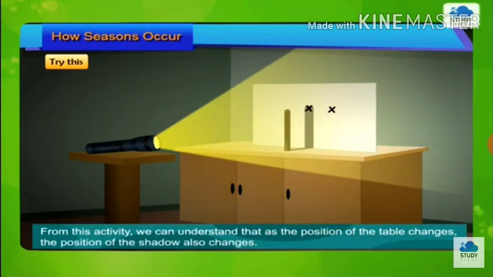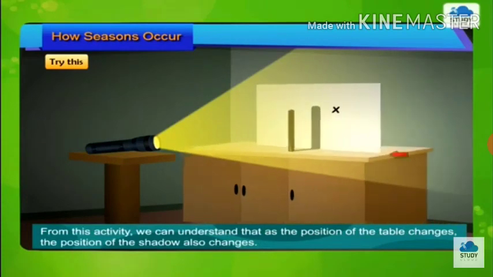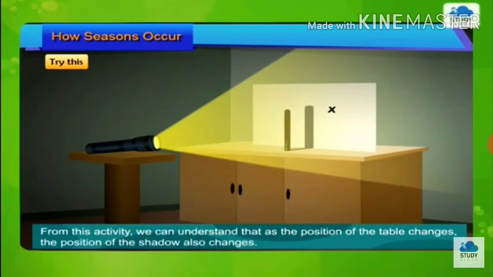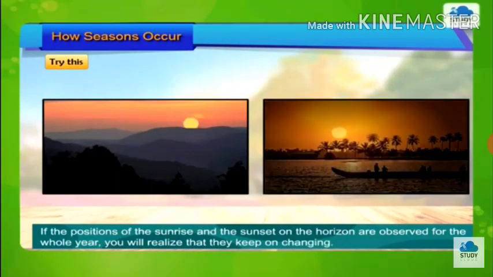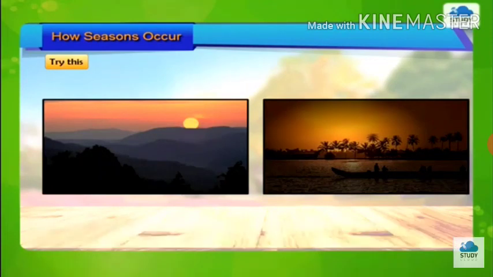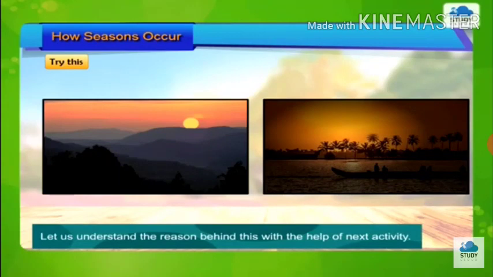From this activity, we can understand that as the position of the table changes, the position of the shadow also changes. If the positions of the sunrise and the sunset on the horizon are observed for the whole year, you will realize that they keep on changing. Let us understand the reason behind this with the help of the next activity.